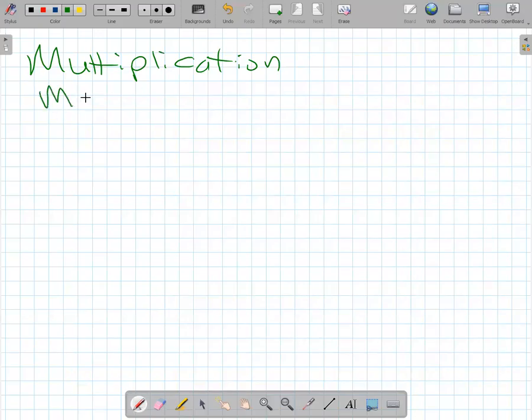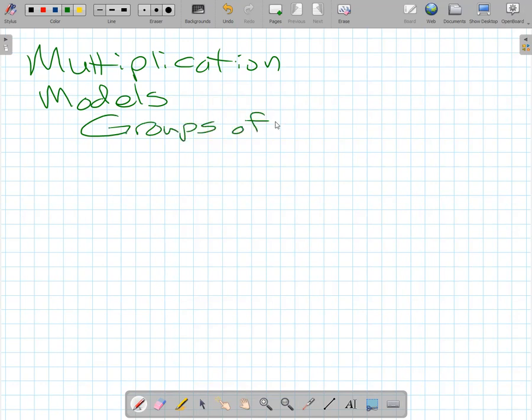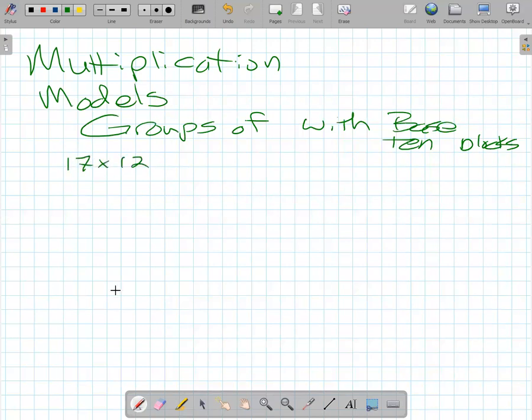So multiplication models. The big one we have is the set model or grouping model. So groups of. And then when we combine that with something like base 10 blocks, then we can draw some interesting pictures. So let's take a look at how about 17 times 12.